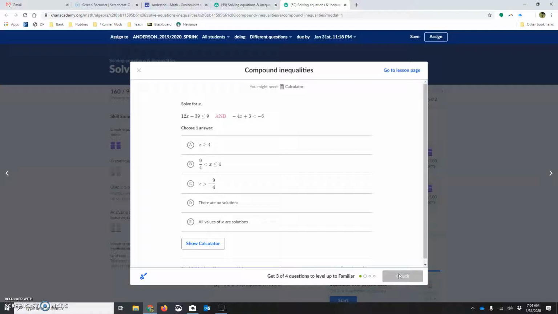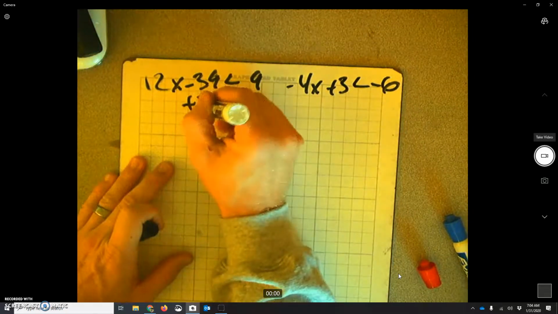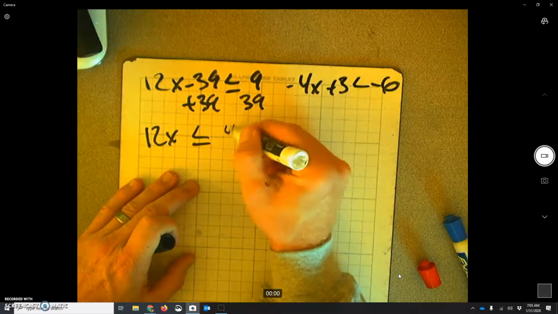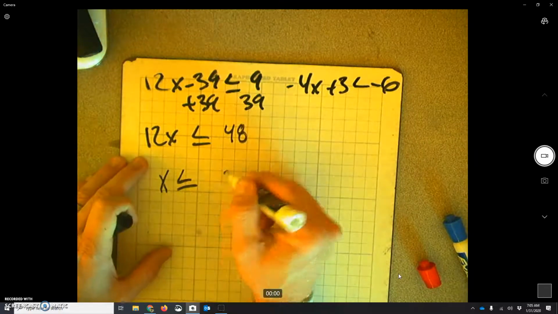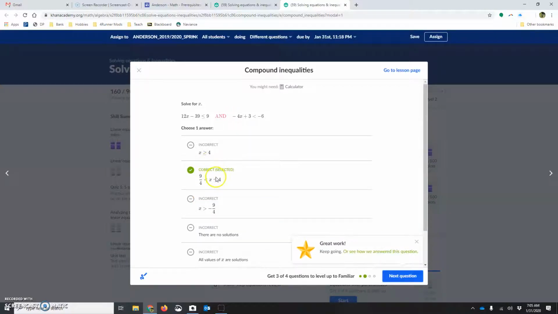So 12x minus 39 less than or equal to 9. And then we have -4x plus 3 less than -6. All right, so add 39 to both sides. 12x less than or equal to 9 plus 39 is 48. X, we divide by 12, which gives us 48. Okay, sorry, we get 4. So x is less than or equal to 4. Looks like it's going to be B. This one is also once again written in the opposite direction, and that's not what we have. So I think we got it. And it also says "and," so it's also why we know this is the correct answer. We could have just not even solved it.